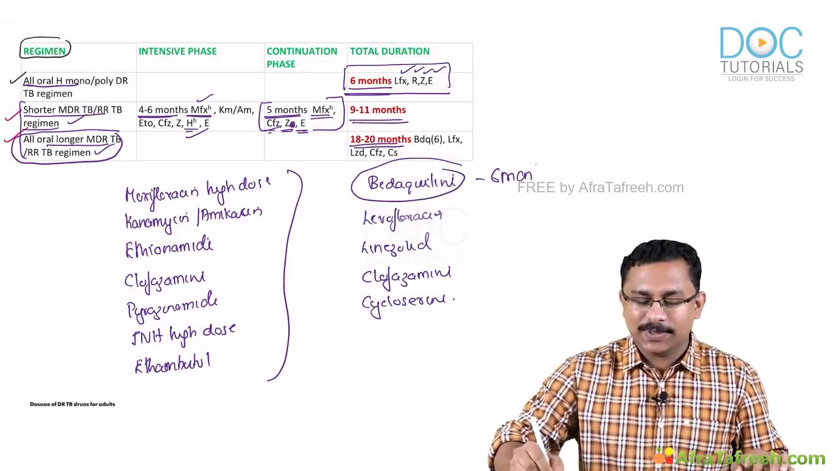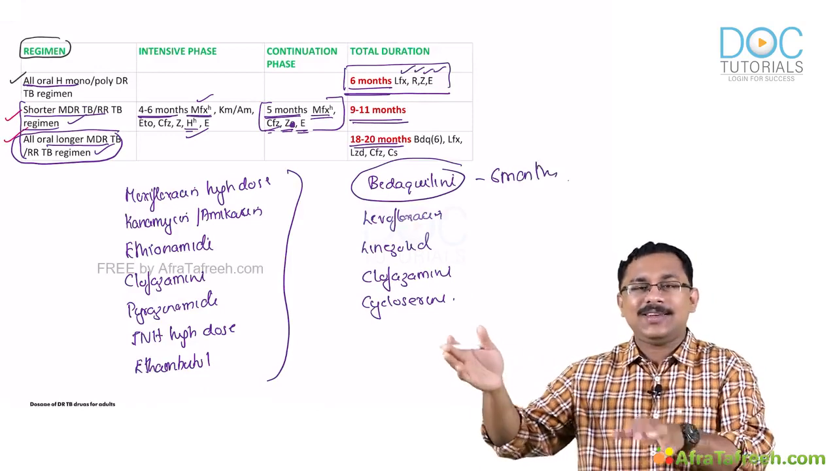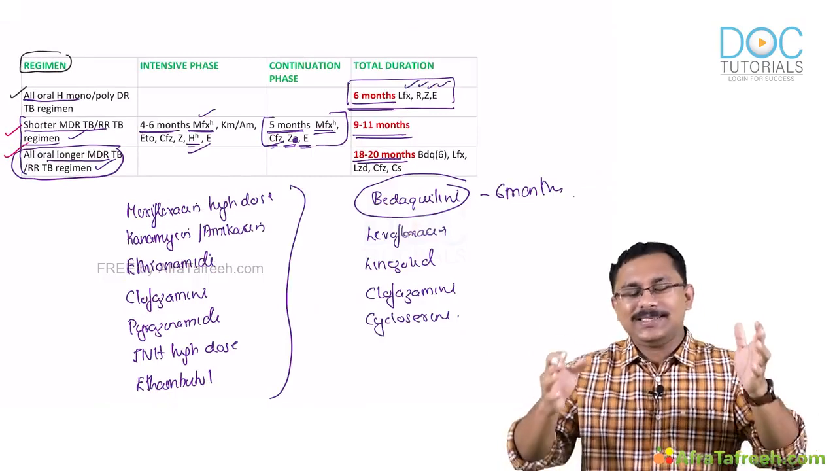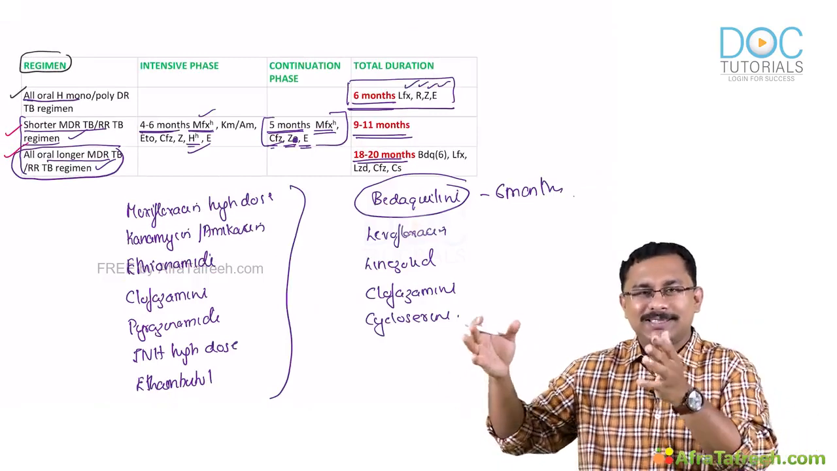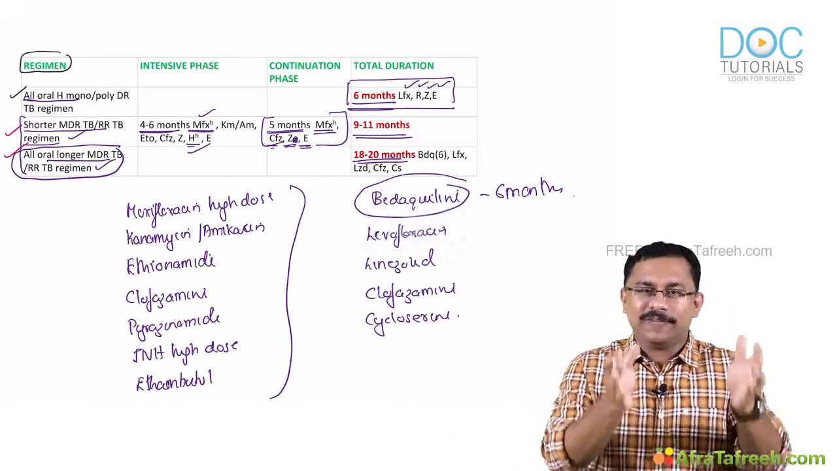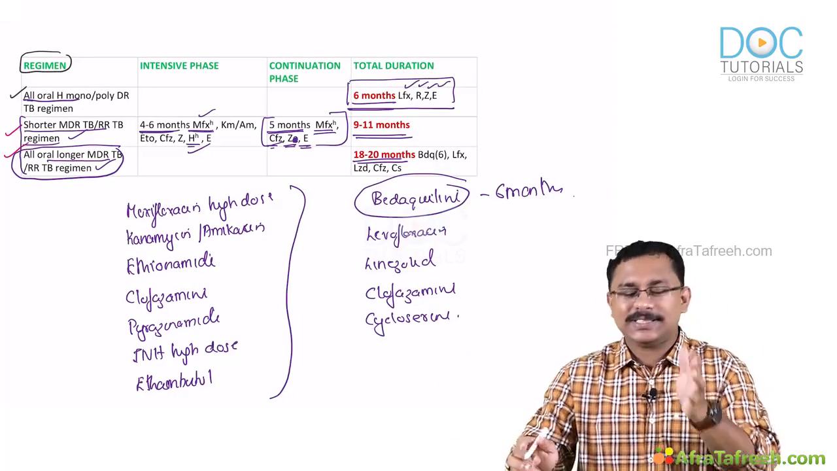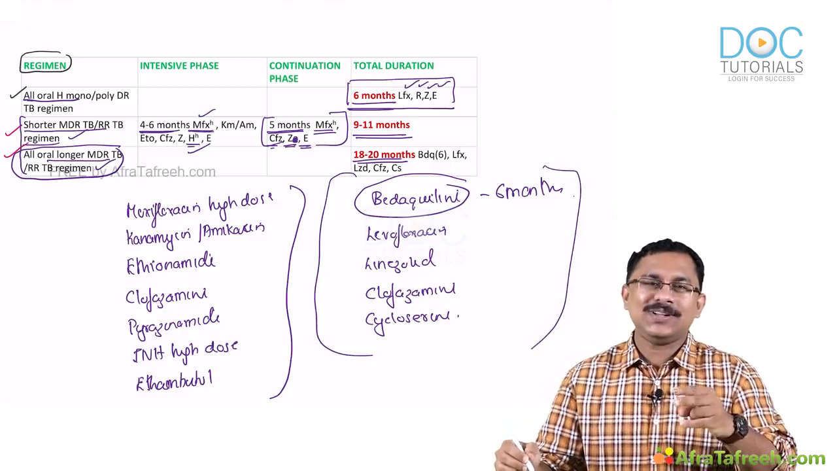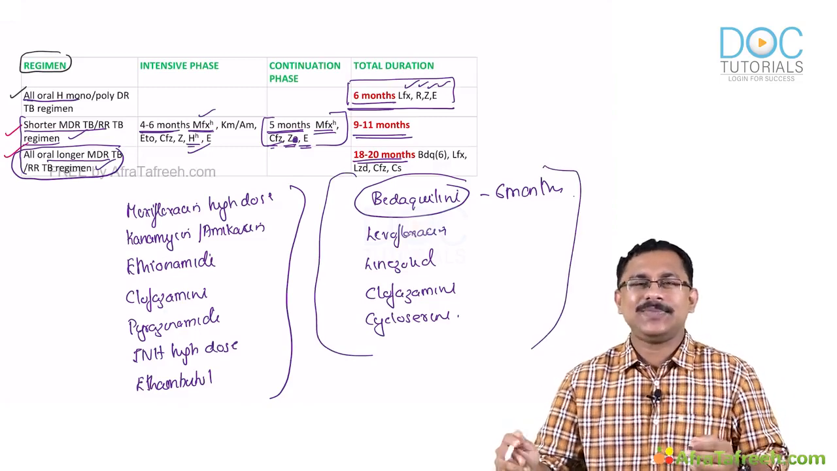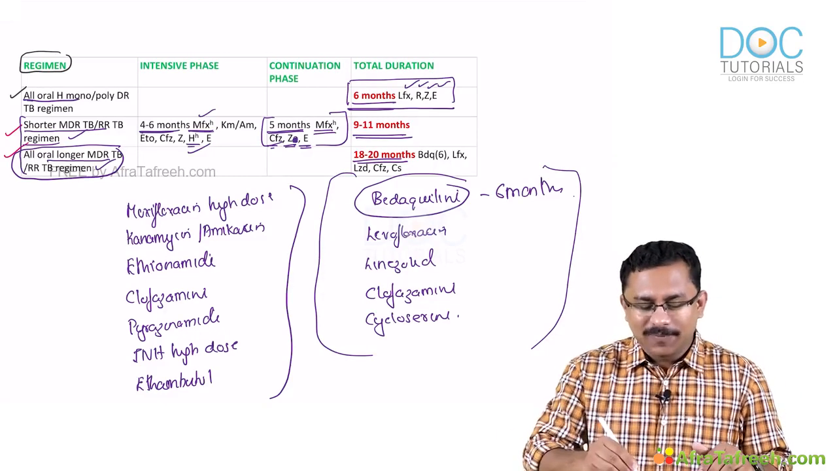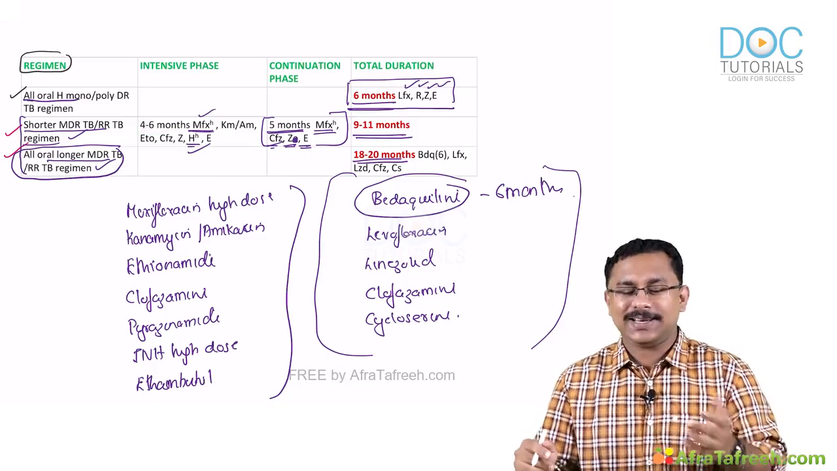So these are the agents, out of which bedaquiline you are giving for the first 6 months. The remaining you give for 18 to 20 months. So in this third one, you are giving the same drug regimen for 18 to 20 months. Only thing is that bedaquiline is given for the first 6 months only. The rest of it is continued, and that will be the treatment. Now for these two, the shorter version as well as longer version, you can go for either of these. And the problem with the shorter version is that you have the injectables.